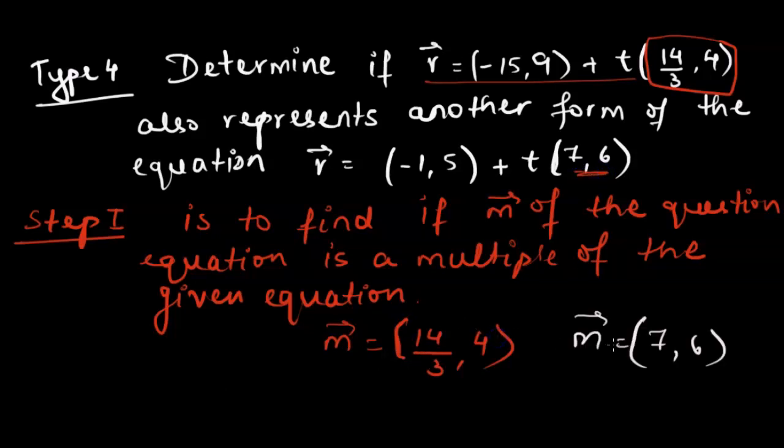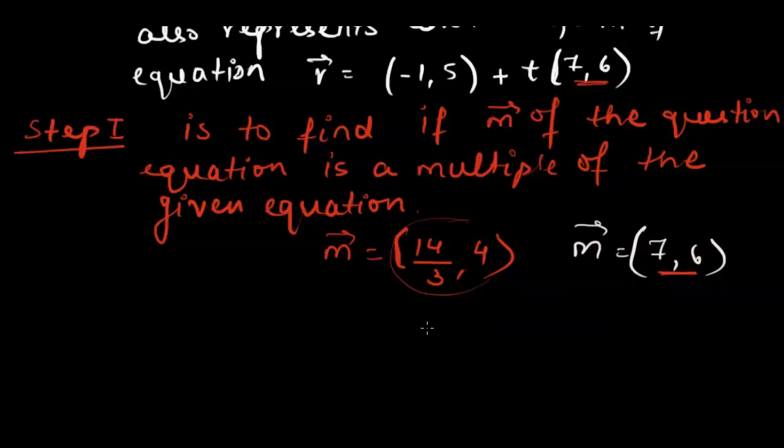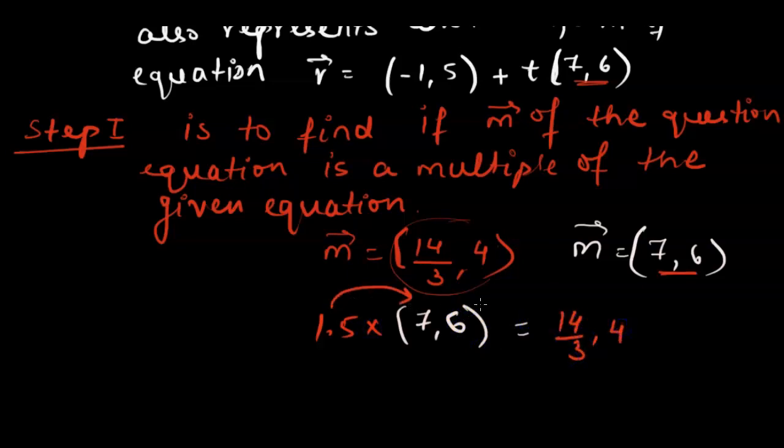Multiple means that anything multiplied by this would be able to give us this or not. And we would be able to figure out that when 2/3 is multiplied by (7, 6), we would get (14/3, 4). 2/3 multiplied by 7 would give 14/3, and 2/3 multiplied by 6 would give us 4. So this question equation's direction vector is a multiple of the given equation's. So our first step is cleared. If the first step is clear, only then would we move to the second step. If this was not a multiple, then we would not have proceeded to step number 2.